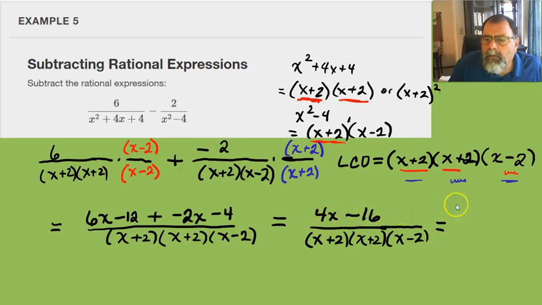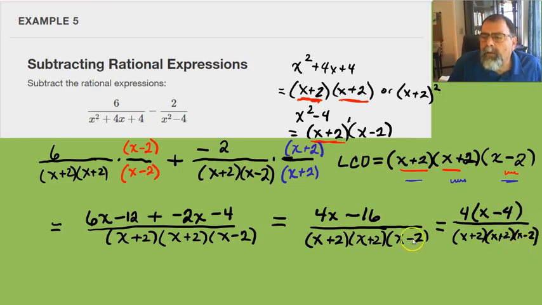So let's see, we can divide a 4 out of the top and we get x minus 4. And then on the bottom, x plus 2, x plus 2, x minus 2. And as you can see, nothing will cancel, so we're done.